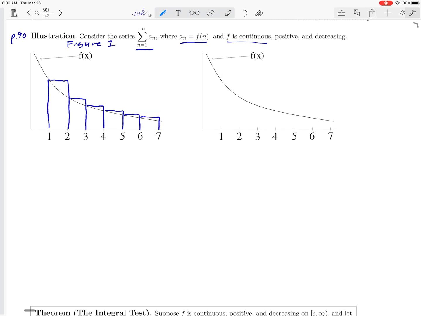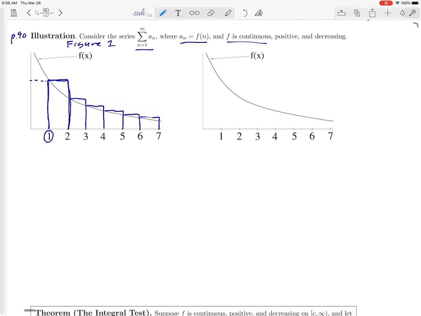Okay, and what we're going to be particularly interested in here are the areas of these rectangles. All right, so let me ask you first, what is the width of every rectangle that we just drew in? Okay, you can look at the picture and see that the width of each rectangle is 1. To get their areas, we need to figure out what the height is.